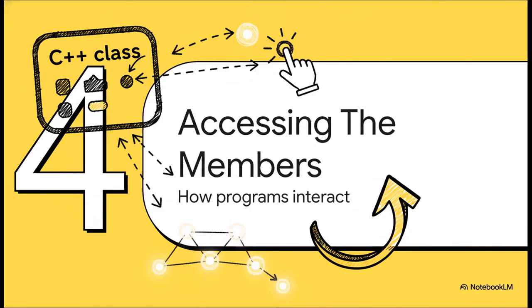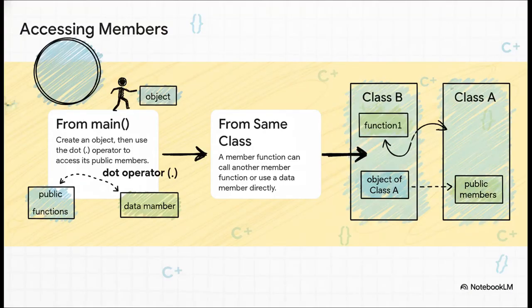Okay, so we have these rules, these access levels in place. How do we actually use the members of an object? Well, it all depends on where you are. If you're outside the object, say in your main function, you can only touch the public stuff, and you do that using the dot operator. But if you're inside the class, a member function can access any other member of its own class, no problem. Private, public, whatever. And you can even have classes talking to each other by having one class create an object of another class to use its public features.